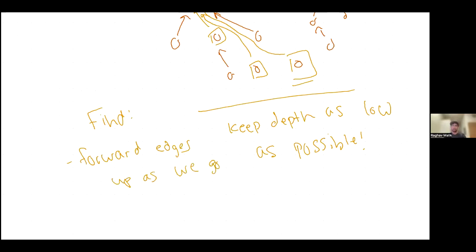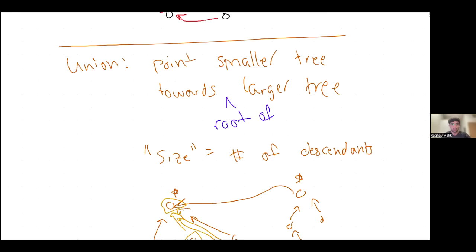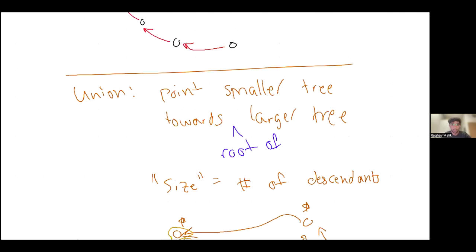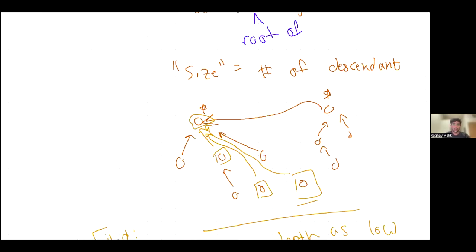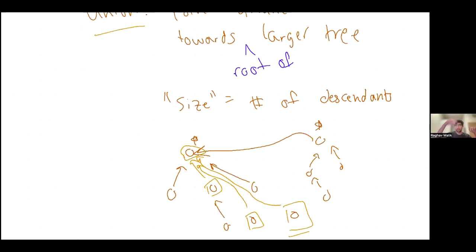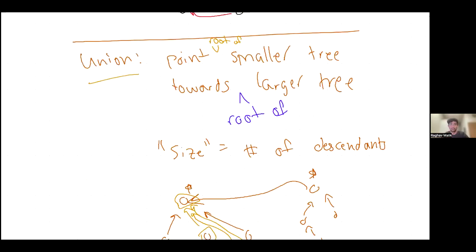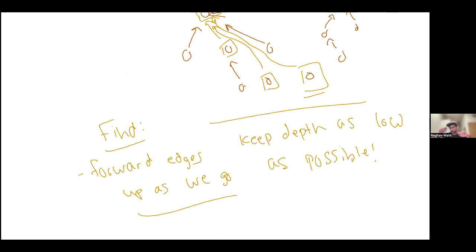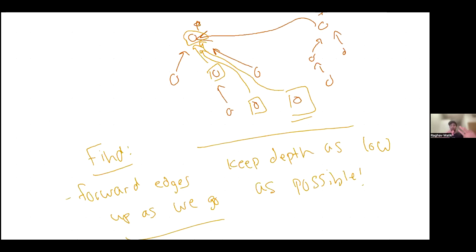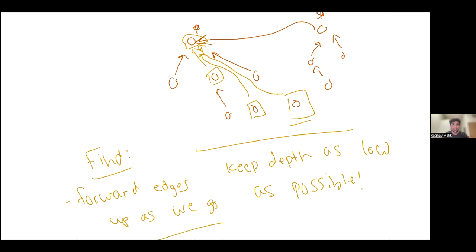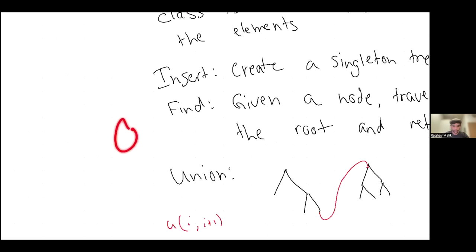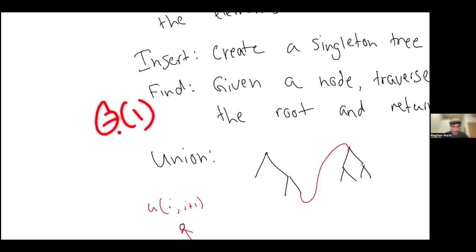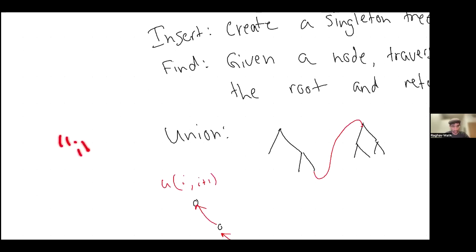And it turns out that if you implement union and find correctly, where you find the root and point it towards the larger tree, and you find the root and forward the edges, if you implement these two optimizations, the overall complexity looks constant. As I mentioned in class, it actually looks something like inverse Ackermann.